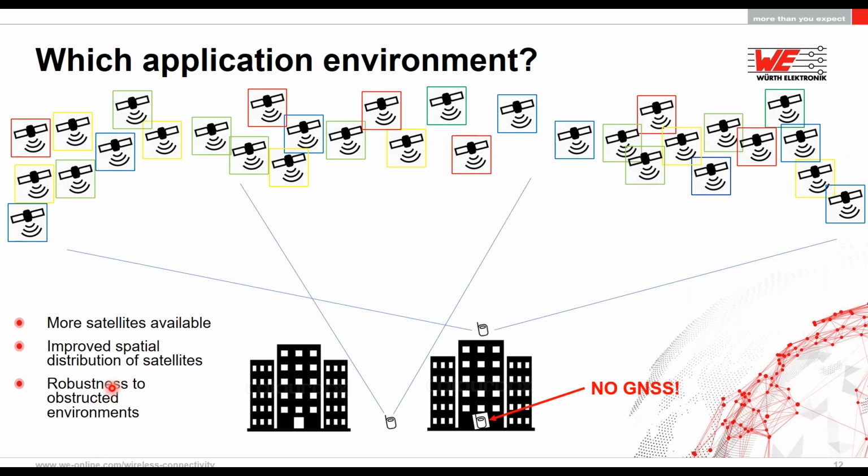That means if for this receiver supporting more systems can maybe be a nice-to-have feature, for this receiver it will be, or can be, decisive for the performance. We can conclude that multi-GNSS improves the robustness to obstructed environments.